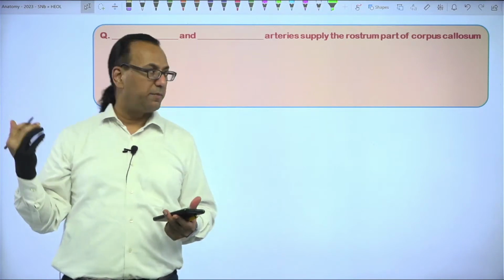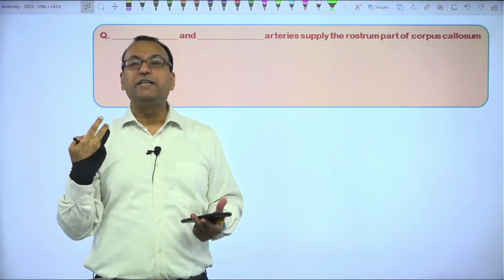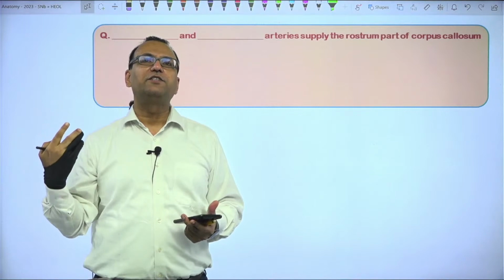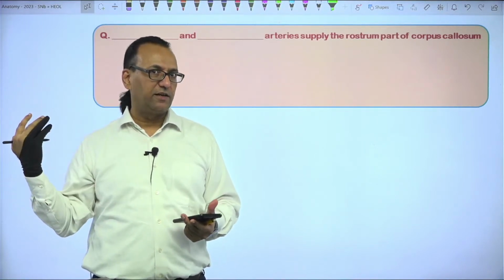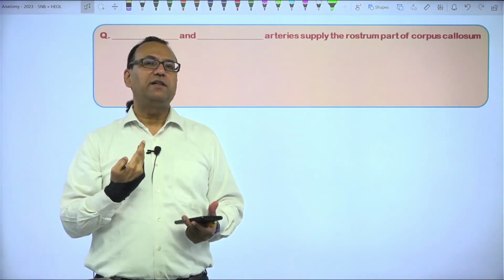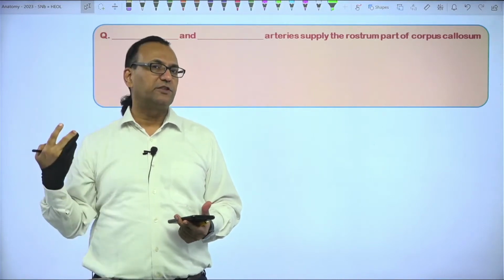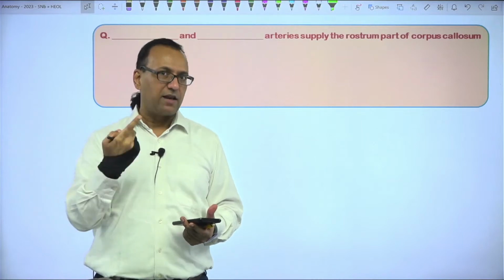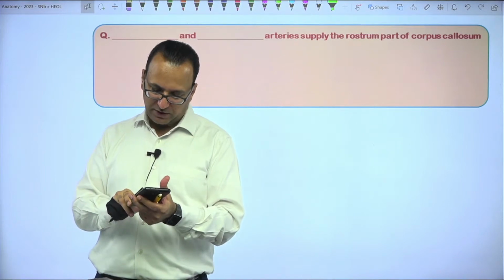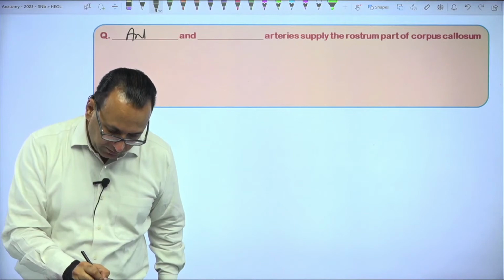So there are 4 lemnisci: medial lemniscus, then trigeminal lemniscus, then spinal lemniscus, and then lateral lemniscus. 4 lemnisci are there, MTSL, in the brainstem. Agree? Yes, Shilpi, correct. So I will show a diagram and then it will become still better.